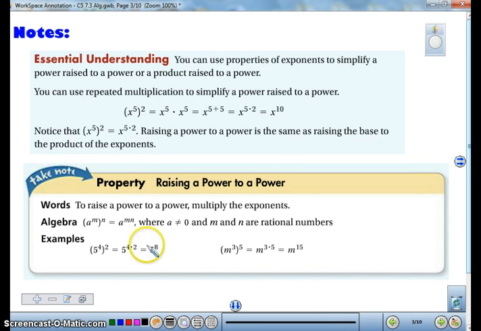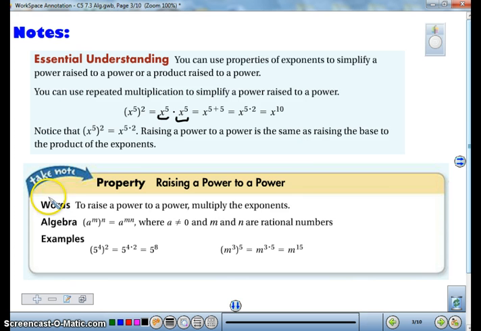When you look at the bottom notes, here's our essential understanding: we can use properties of exponents to simplify a power raised to a power. X to the 5th raised to the second really means x to the 5th times another x to the 5th. We know from previous that we would add our exponents, or we could now multiply those.